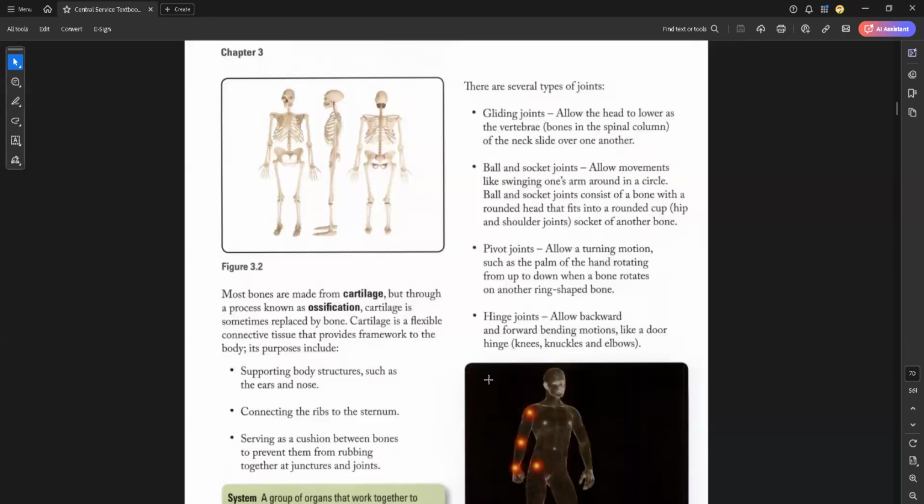Most bones are made from cartilage, but through a process known as ossification, cartilage is sometimes replaced by bone. So cartilage is a flexible connective tissue that provides framework to the body. It must include support. So cartilage is, when you slaughter an animal, you can see all this, but some of these things are in animals also, but we are not going to that. Now, our main focus is to see the skeleton.